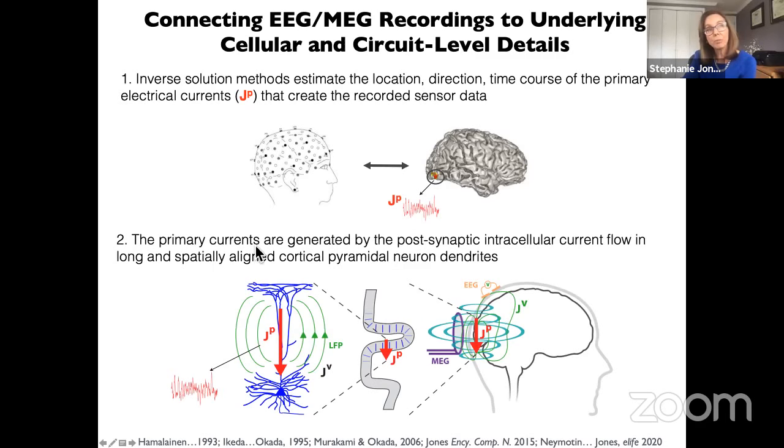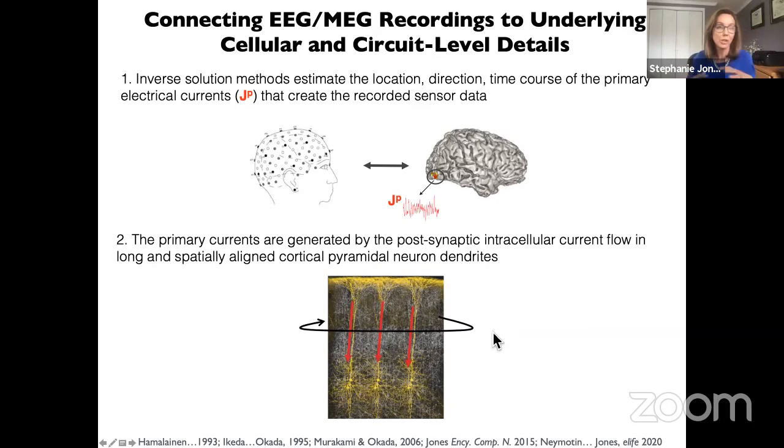It's believed that these primary currents are generated by the postsynaptic intracellular current flow in these long and spatially aligned cortical pyramidal neuron dendrites. These dendrites create this big electrical current that produces an electric and a magnetic field that we record outside of the head with EEG and MEG. And again, it's the spatial alignment of these neurons that allows the summed activity across large populations of pyramidal neurons to produce this large signal that we can record outside of the head.